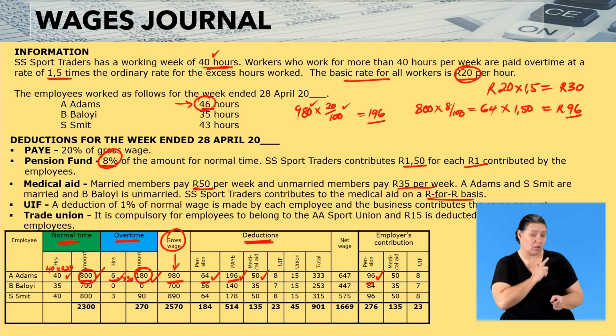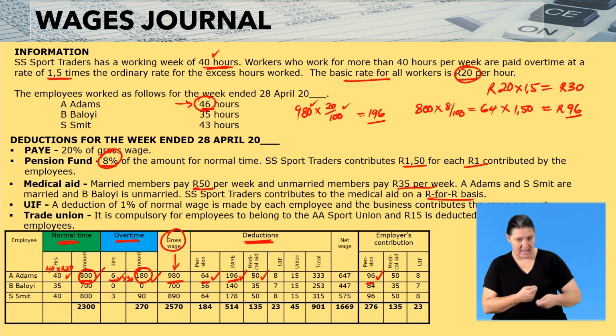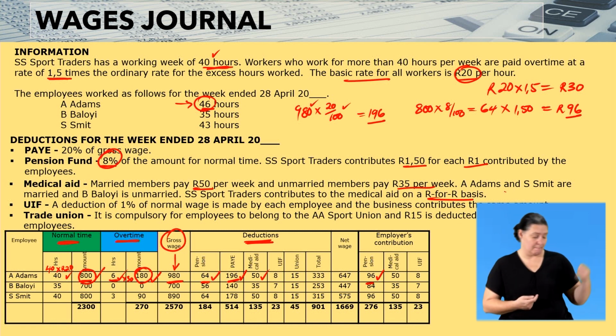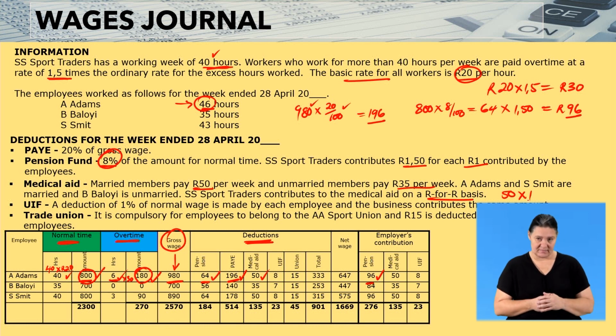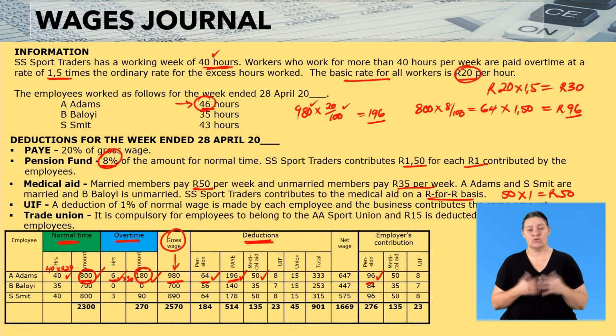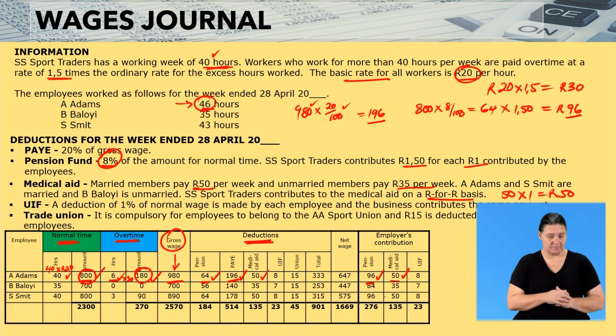But they told us that the company also contributes on a rand for rand basis. It simply means 50 multiplied by 1. Multiplied by 1, rand for rand. That is going to give us 50. So I'll come to my medical aid. There is my 50 as a contribution.